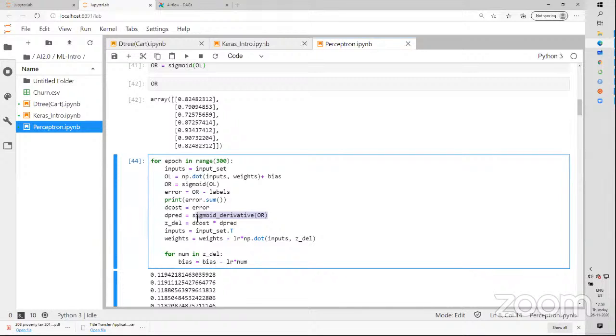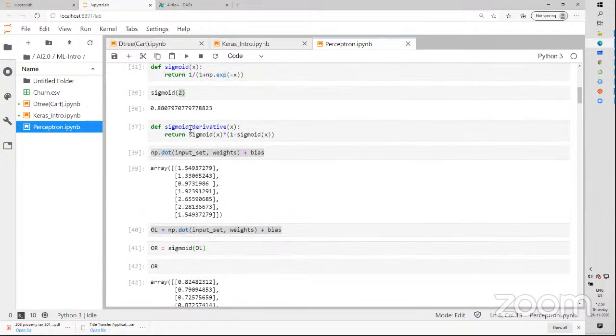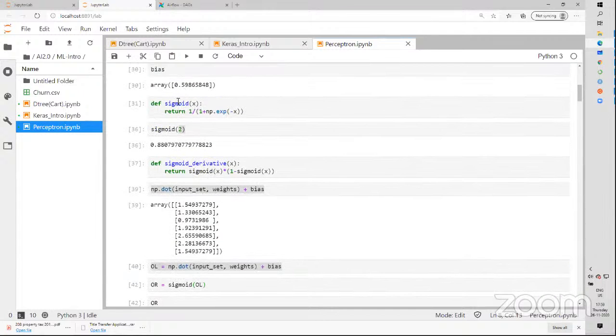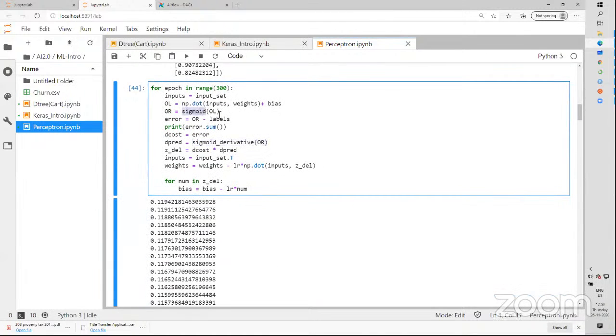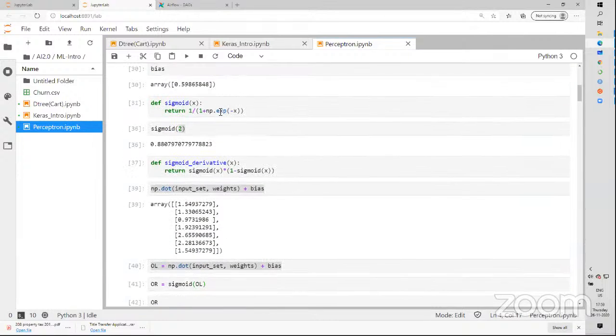So if we want to use tan h or ReLU or something else, then we need to replace this derivative also. Even for the forward propagation, we are applying the sigmoid function on this. So if you want to use something else, like tan h, then you should create your function like this.